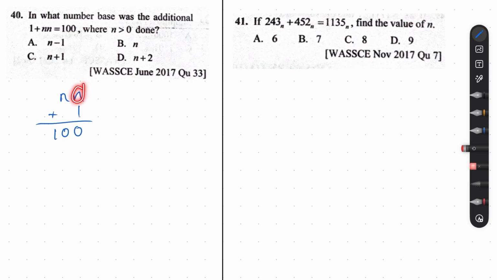Normally in base 10, when we add n plus 1, you get n plus 1, right? So in what base would n plus 1 give us 0 in the last digit? But keep in mind that they said n is greater than 0. So we cannot just say that n is equal to -1, so that when you add -1 plus 1, you get this 0 right here. That's not possible because n is greater than 0. So there's no way n is equal to -1.